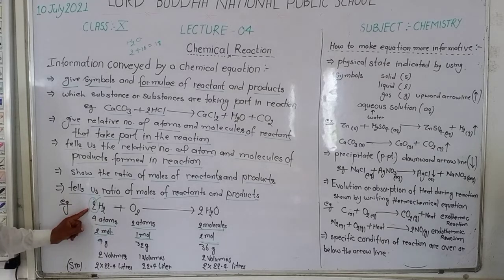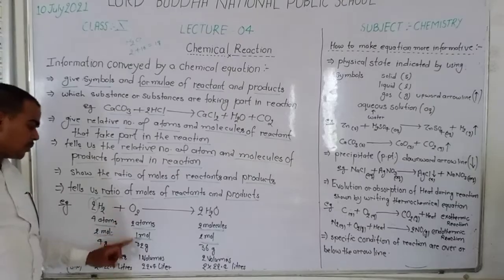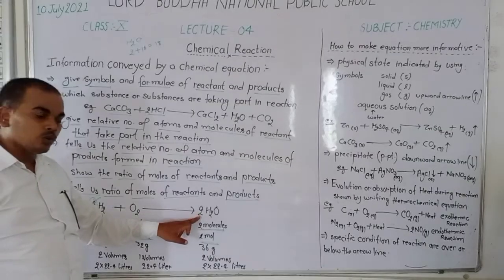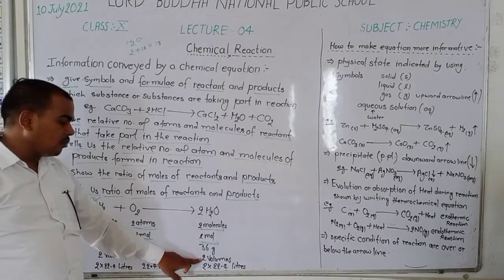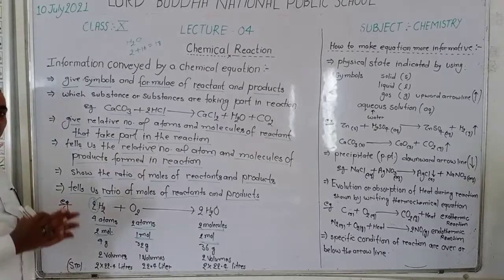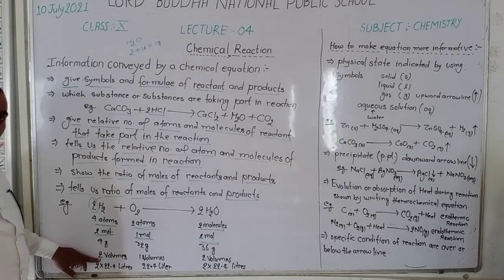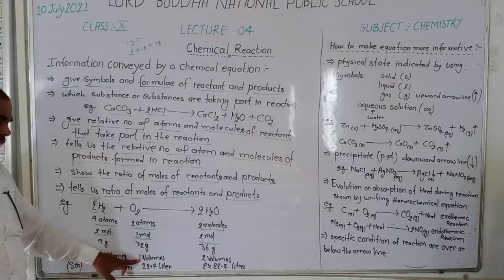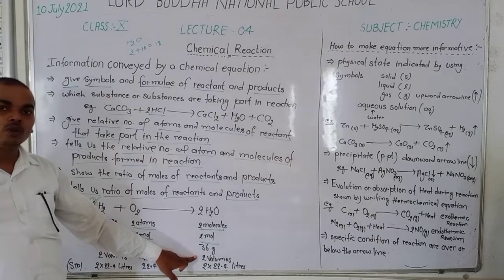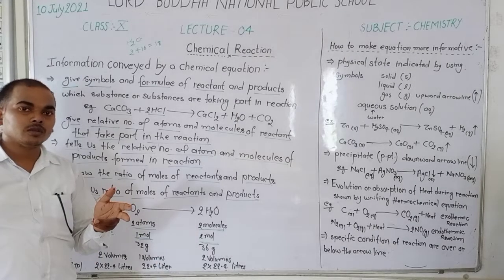Here, the stoichiometric coefficient 2 means 2 volumes of hydrogen, and here the stoichiometric coefficient 1 means 1 volume of oxygen. Here the stoichiometric coefficient is 2, that means 2 volumes of H2O. That means in this reaction 2 volumes of hydrogen gas and 1 volume of oxygen gas react with each other and produce 2 volumes of H2O, that means water.